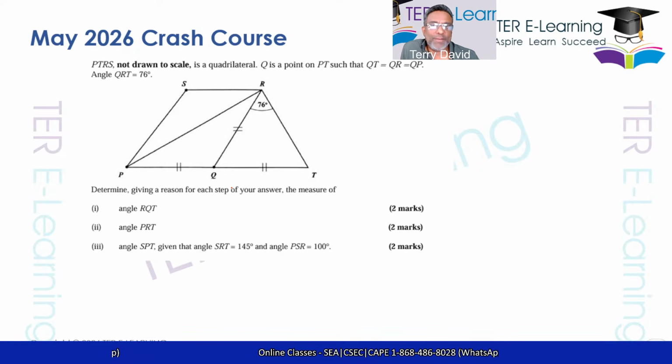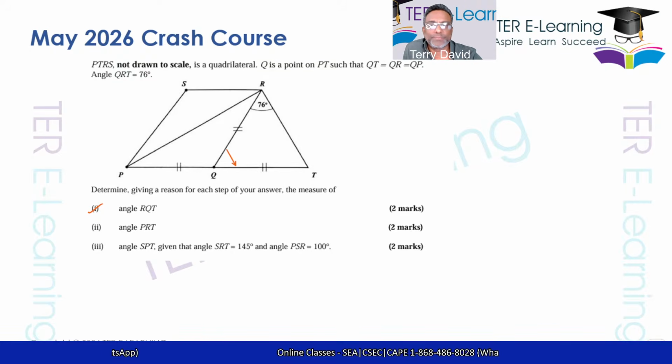Okay, so we have PTRS, not drawn to scale. It's a quadrilateral. And we want to determine, giving a reason for each step in your answer. So the first part of this question here, we want to work out RQT. So RQT is what? RQT is this angle here, right?